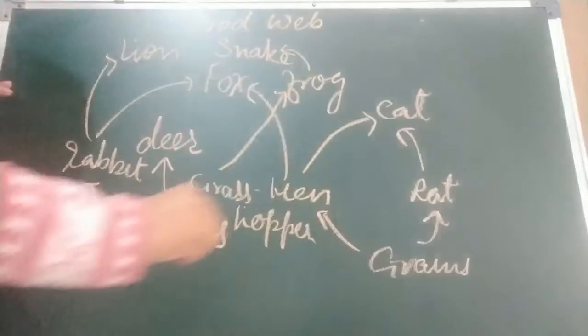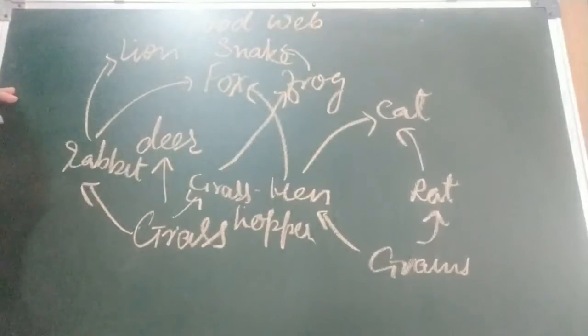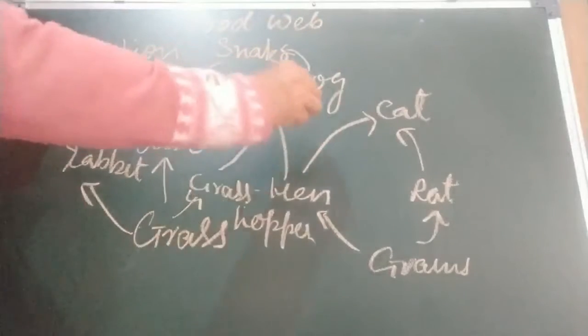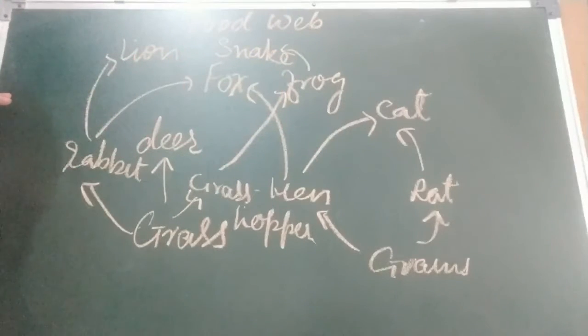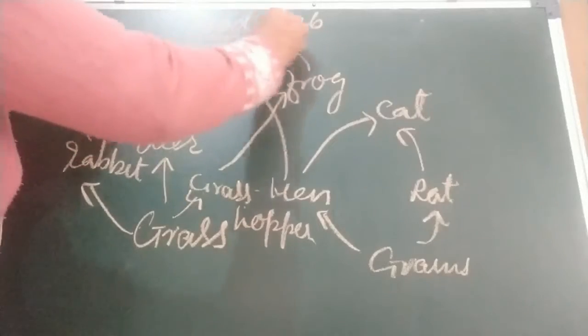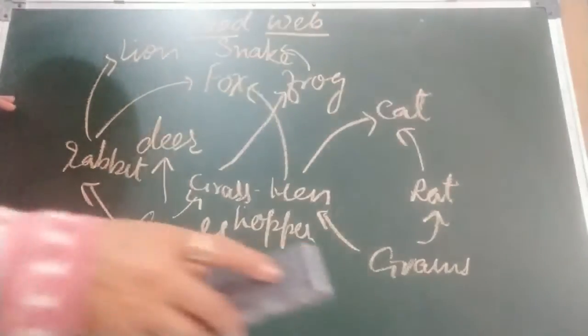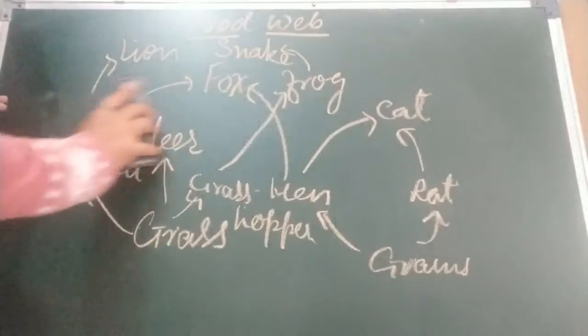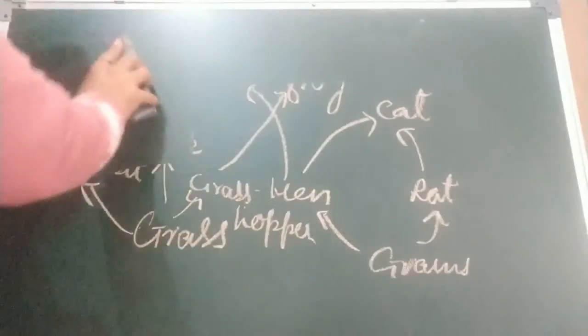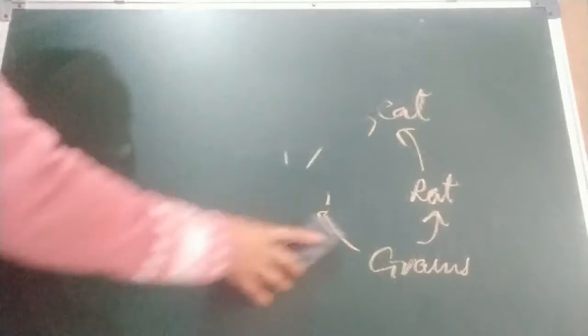So there are many more food chains running, and in some way they are interconnected to each other, and it appears like a web that a spider spins. That is why we call it a food web. Okay, now interdependence we are discussing, interdependence of plants and animals. So one way is food: directly or indirectly, all living things depend on plants.